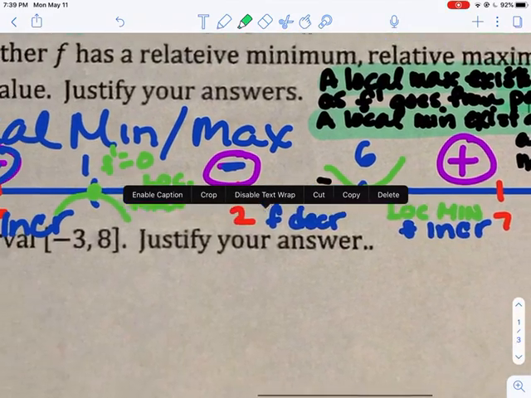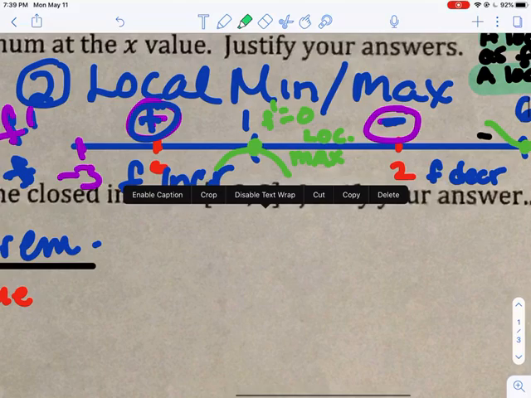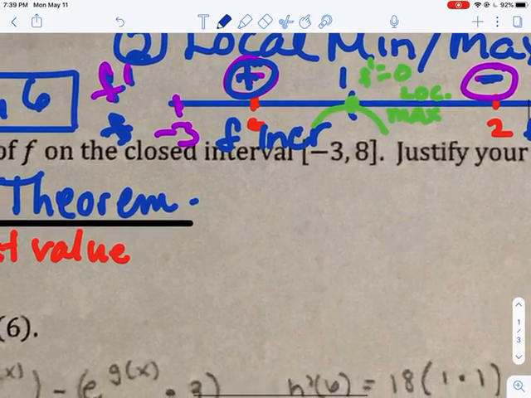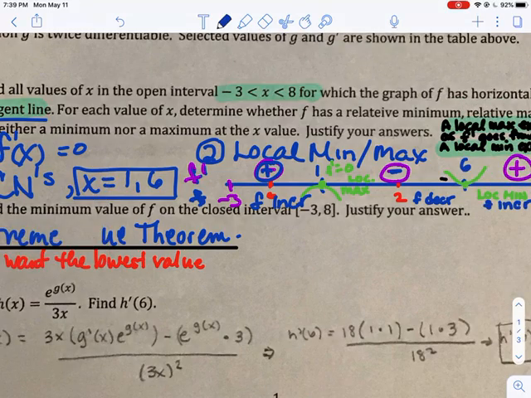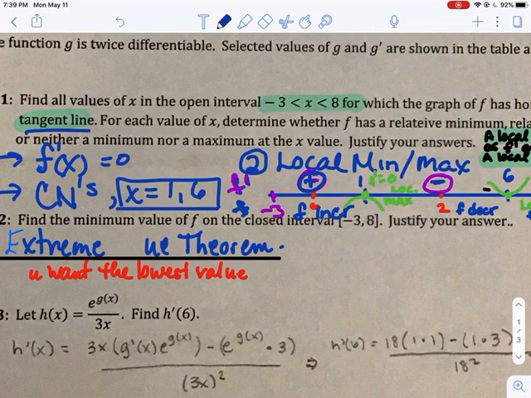Okay, the next problem asks for the minimum of a graph. When they speak like that, what you really want is the lowest point on the entire graph. So that has to do with the extreme value theorem.